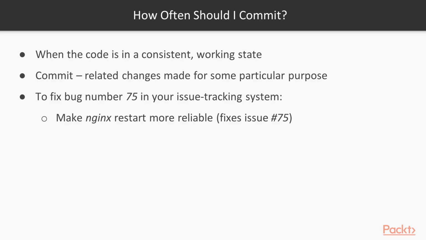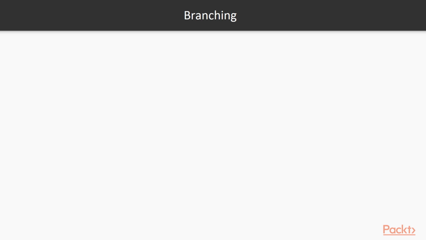At this point, you might be wondering how often one should commit. A common practice is to commit when the code is in a consistent working state and have the commit include a set of related changes made for some particular purpose. So, for example, if you're working to fix bug number 75 in your issue tracking system, you might make changes to quite a few separate files, and then, once you're happy the work is complete, make a single commit with a message. Let's take a look at branching.